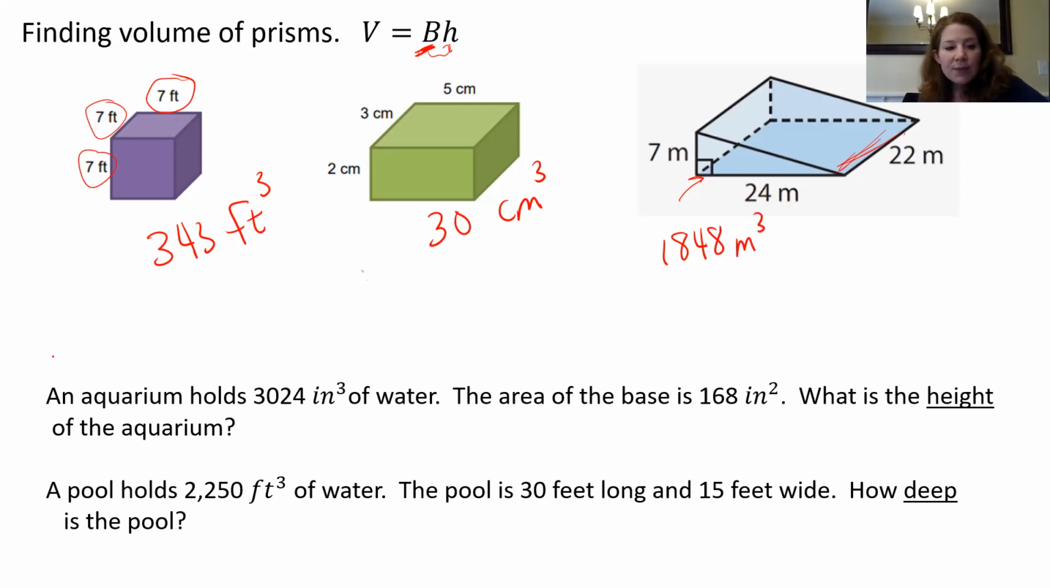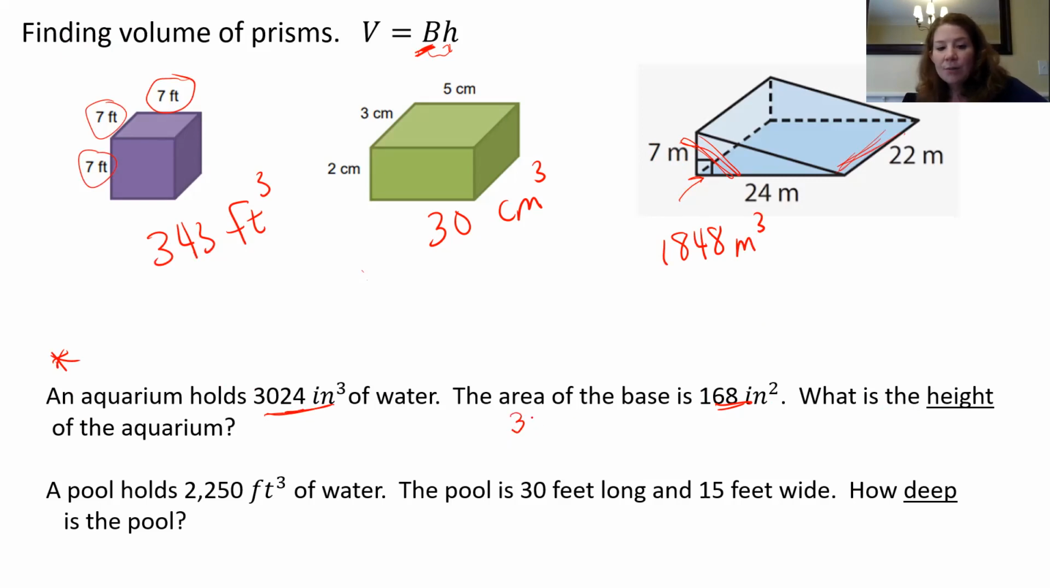And then let's see what this one says. An aquarium holds this much water, so that means its volume. The area of the base would be 24 times 7 divided by 2. So they've already done that part. They've already multiplied the area of the base. And now the question is, what's the height?